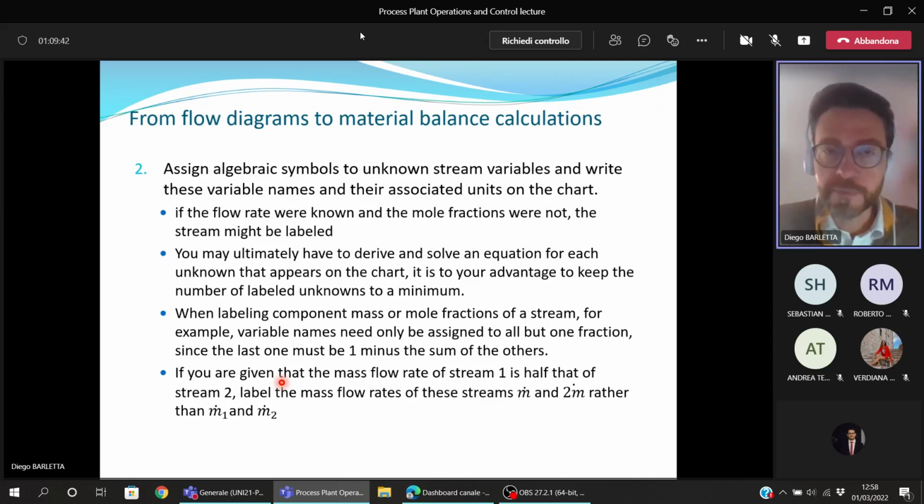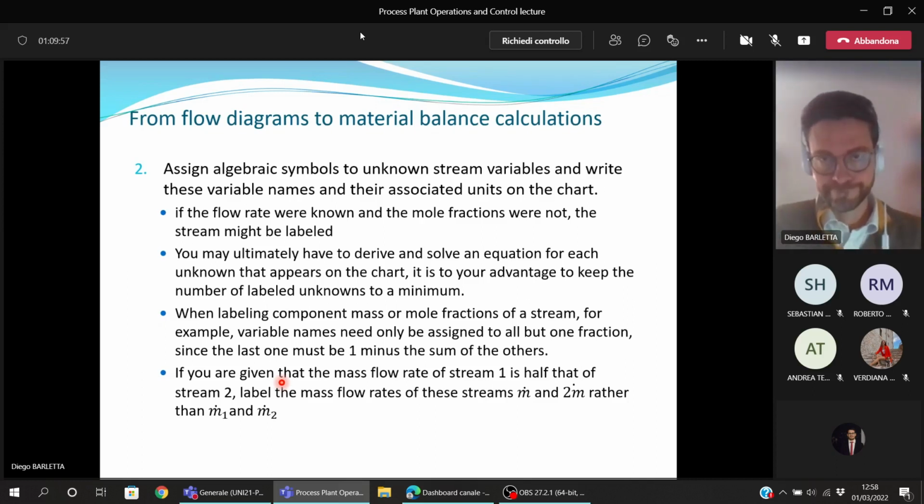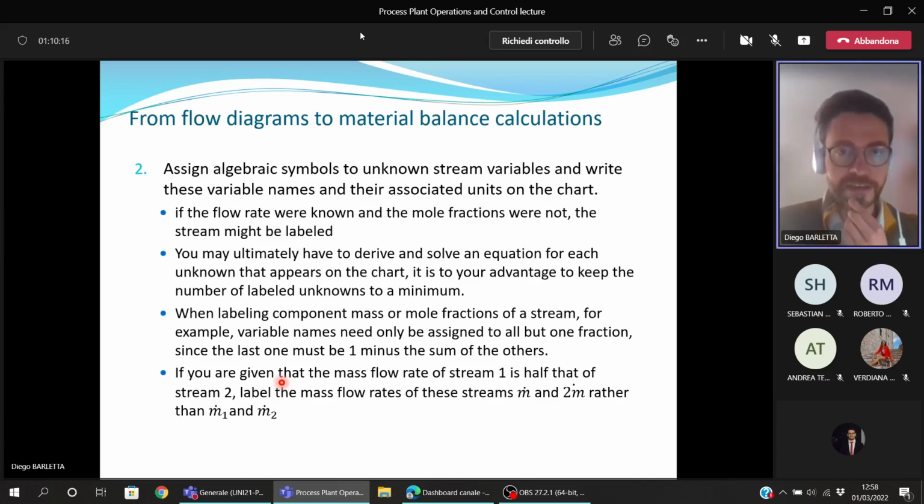For example, what are these possible tips? The first one is, if the flow rate were known and the mole fractions were not, the stream might be labeled accordingly. So this means that it could be useful to report the mole fractions if they are not clearly known.